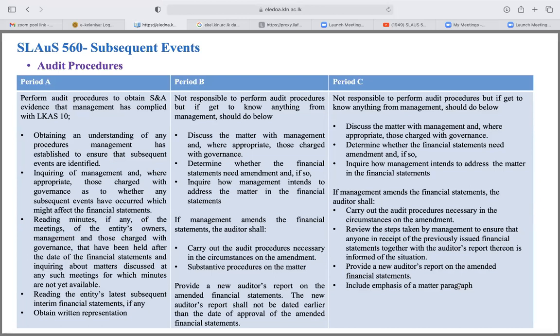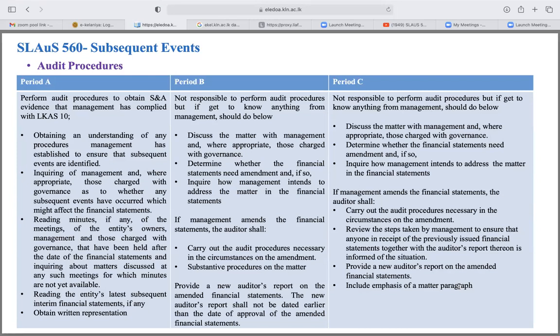Then provide a new auditor's report on the amended financial statement. So based on the amended financial statement, we need to provide a new auditor's report. So most importantly, in this auditor's report, we are including an emphasis of matter paragraph. So this is very much important in period C.